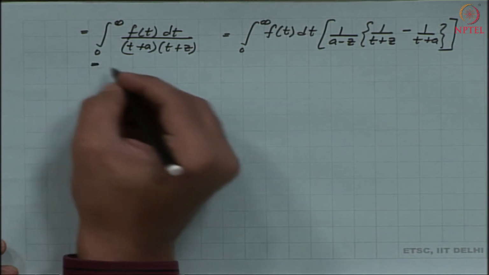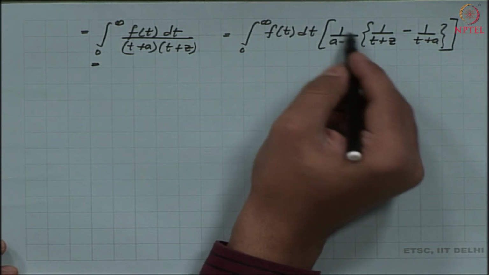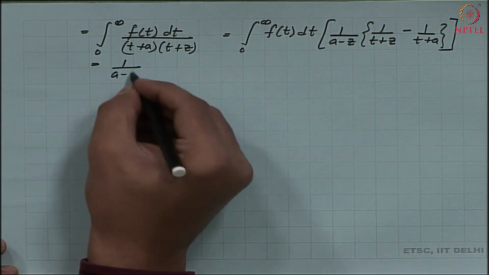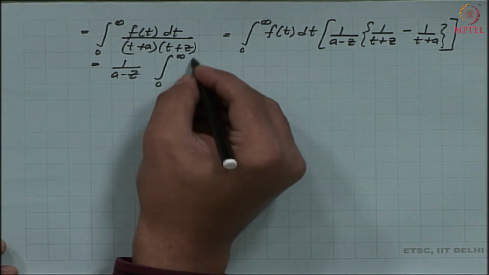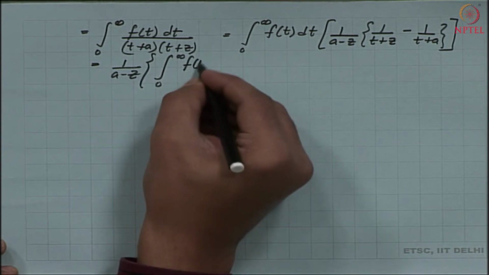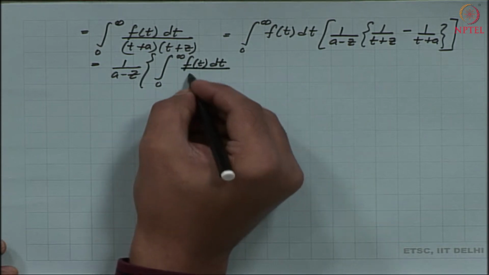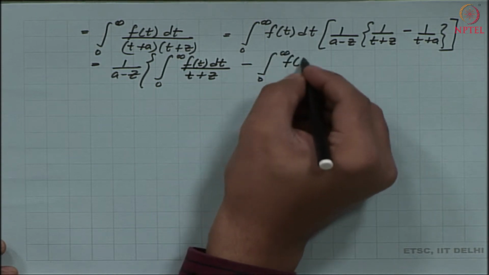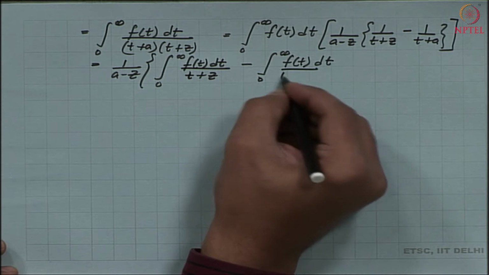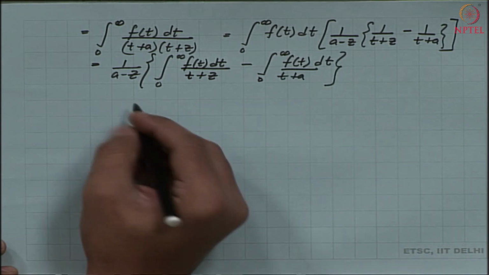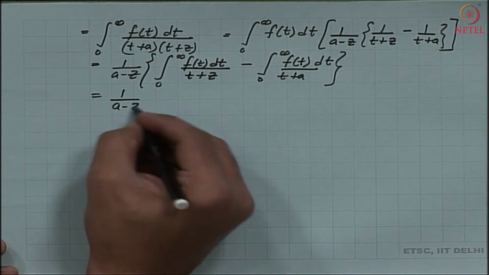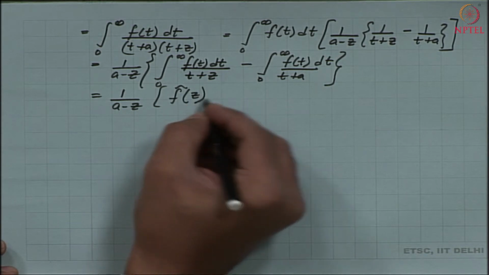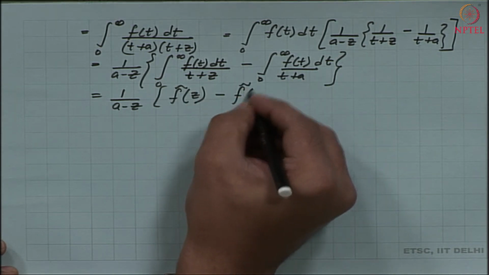Yes. So, note that this particular factor 1 by a minus z is independent of the integration variable. So, I can pull that out of the integral, and I get the following two integrals: f of t dt divided by t plus z minus the integral of f of t dt by t plus a. So, this is also equal to 1 by a minus z, and this first integral is our Stieltjes transform at the argument variable z, and the second one is the Stieltjes transform at the argument variable a.